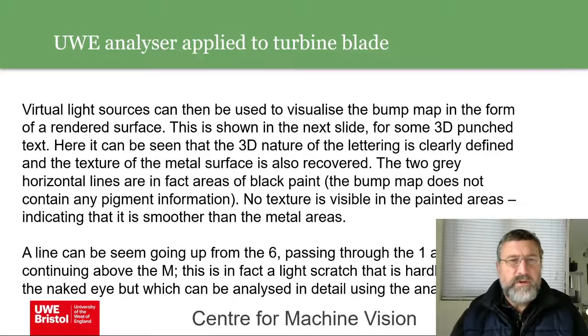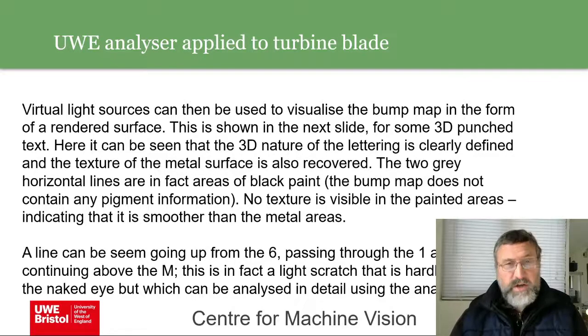The grey horizontal lines were in fact areas of black paint. You'll see this in a second. The bump map does not contain any pigment information. No texture is visible in the painted areas, indicating that it's smoother than the metal areas. A line can be seen going from the 6, passing through the 1 and continuing above the M. It's in fact a scratch, as you can hardly see this. When I was looking at the part, I couldn't really see this scratch, but you can see it with the data from the skin analyzer.